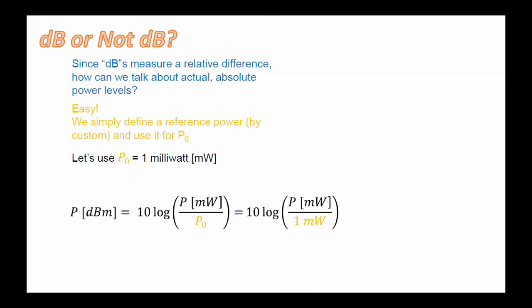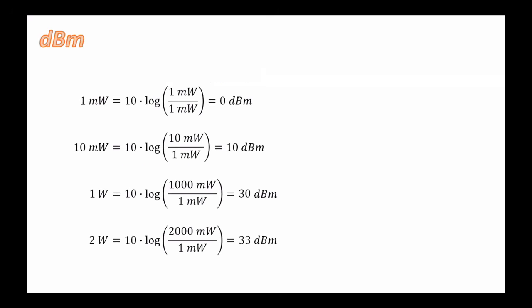And as I said, for absolute value we have to use dBm. And how to calculate dBm? If it is 1 milliwatt, that will be 0 dBm. If it is 10 milliwatts, it will be 10 dBm. 100 milliwatts will be 20 dBm. 1000 milliwatts is 30 dBm. And 2000 milliwatts will be 33 dBm.